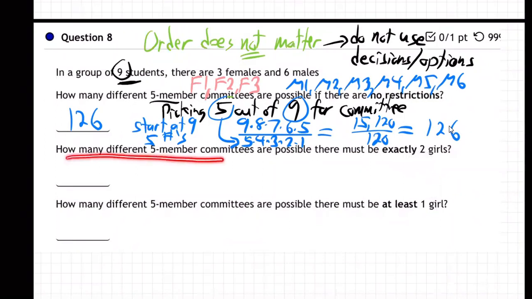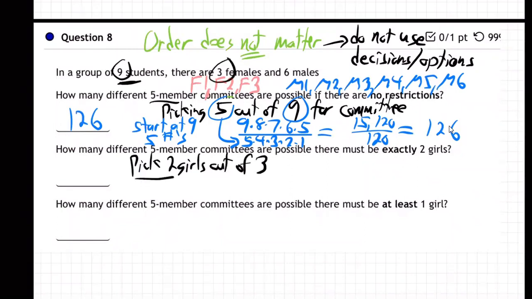Okay, now that's the first part. Now the second part: how many different 5-member committees are possible if there must be exactly 2 girls? Exactly 2 girls. Now think about what that means. That means you've got to pick 2 girls out of how many? Out of 3, right? You've got to pick 2 girls out of 3. And then what?